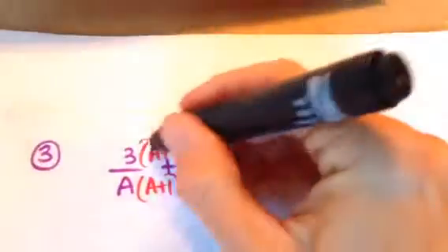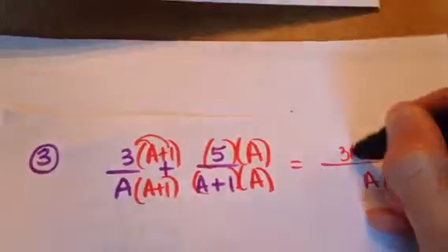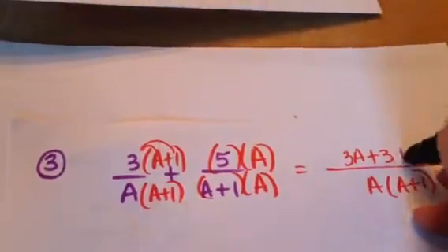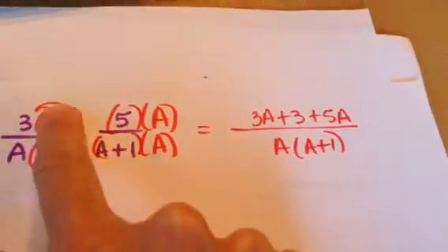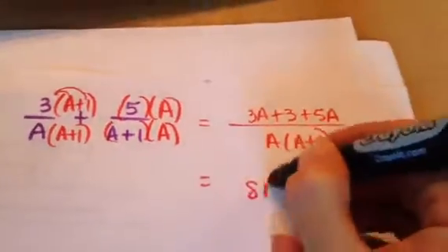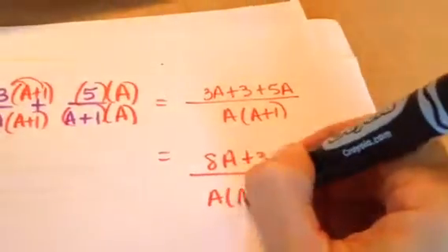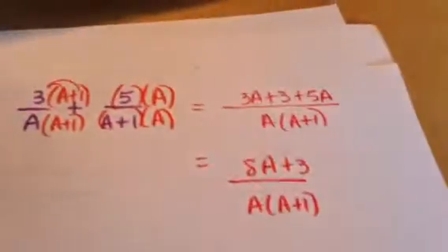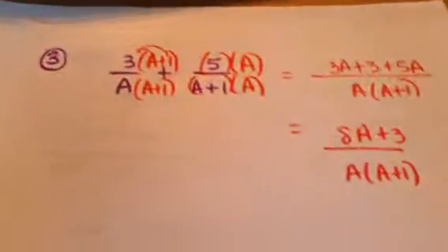Here, distribute. So I'm going to get 3a plus 3 plus 5a. Distribute that 3 in there. Make sure you see what you're doing. And that's going to give me 8a plus 3 all over a times a plus 1. All right, I'll do a couple more, but I'm going to do that in a different video.